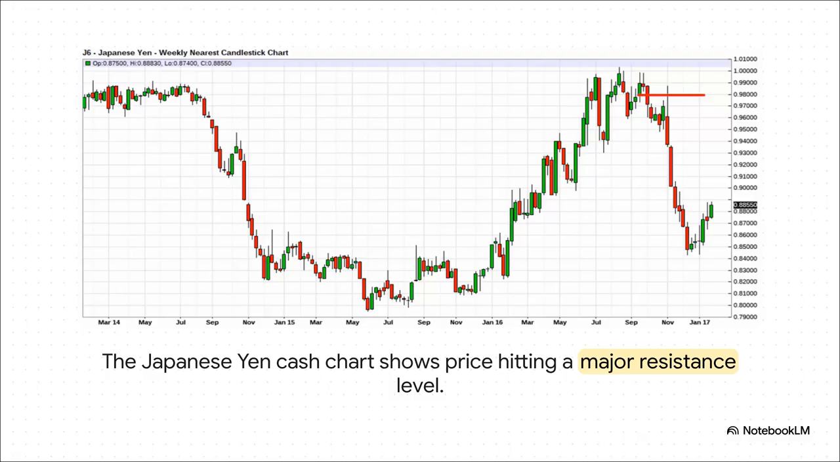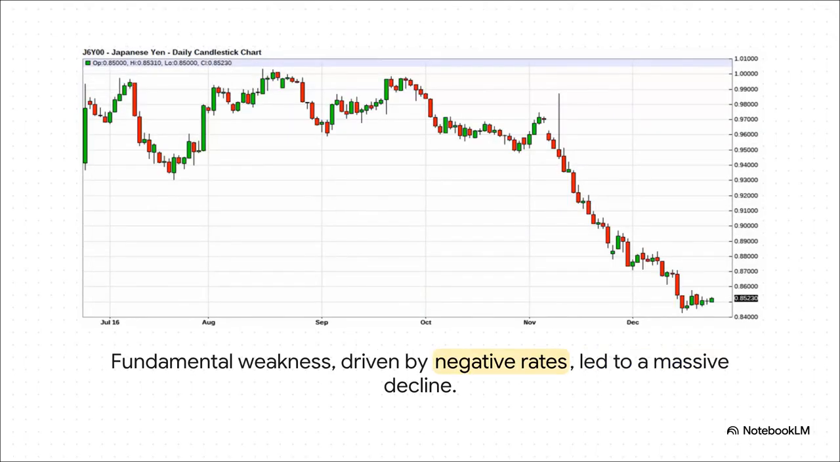And here, on this weekly chart, you can see the yen's price rallies right up into a major resistance level. ICT calls this a bearish order block, which is basically just a key zone where we expect big institutional selling to happen. This is our high-probability technical area, the spot where we expect that fundamental weakness to finally kick in and take control. And that's exactly what happened. Right after it touched that resistance, the fundamental weakness took over and the yen's value just absolutely plummeted.